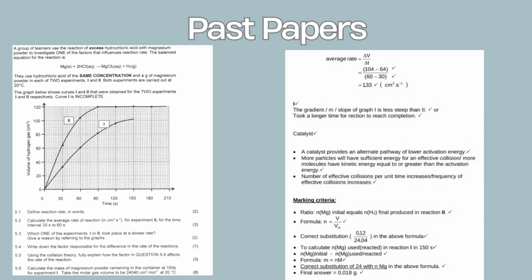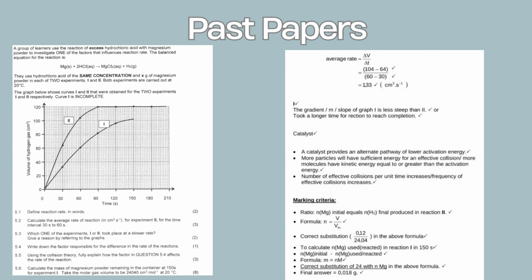Use the collision theory, fully explain how the factor in 5.4 affects the rate of the reaction. In the previous videos, I taught you how to answer it exactly, but let's have a look at this one. A catalyst provides an alternate pathway of lower activation energy. More particles will have sufficient energy for an effective collision, and the number of effective collisions per unit time increases. Thus, the reaction rate increases.